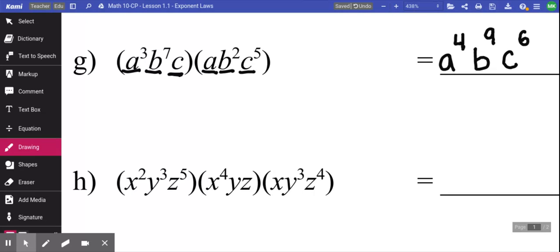We cannot combine those because they're not the same letter. All right, don't overdo it. Sometimes people start adding 4s and 9s and 6s. Different letters can't combine.